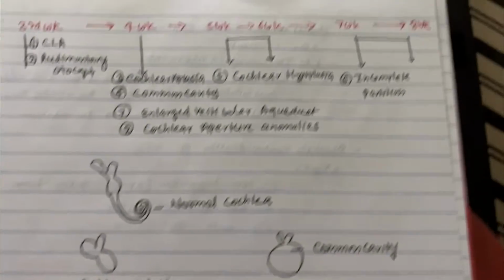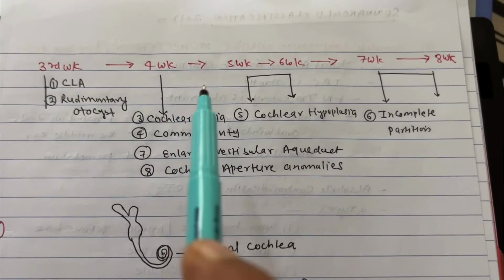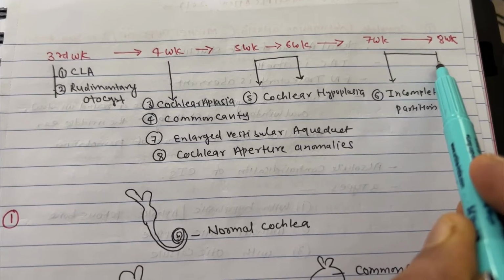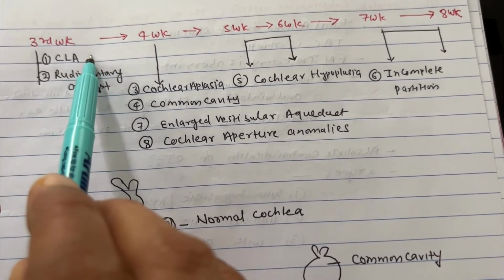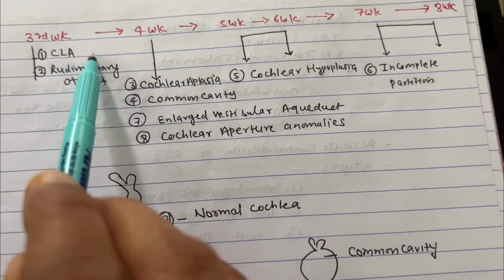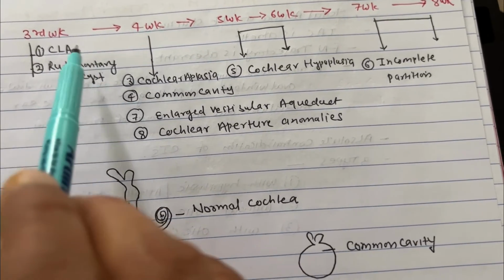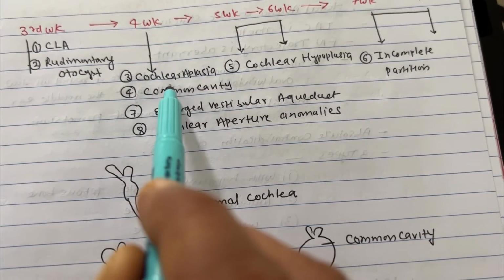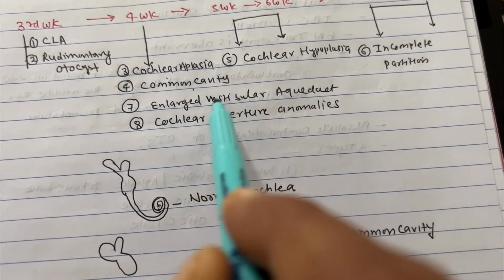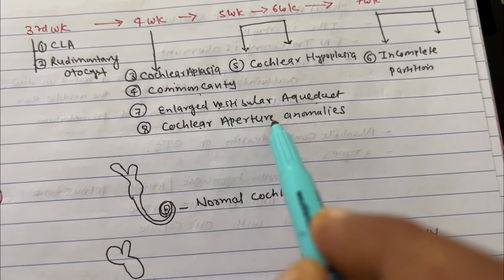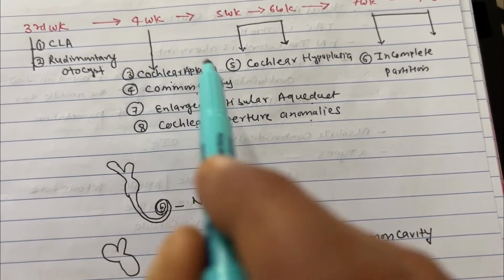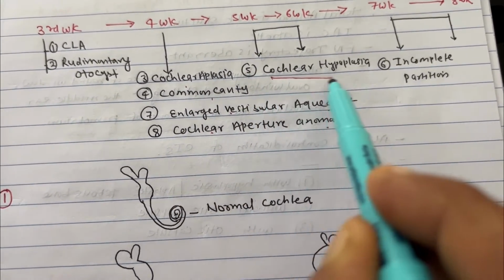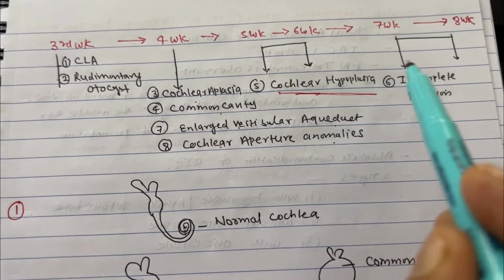Now, how does the cochlea develop, and which defect occurs at which week? The cochlea develops from the 3rd to 8th week. At the 3rd week, arrest leads to complete labyrinthine aplasia or rudimentary otocyst. At the 4th week, arrest leads to cochlear aplasia, common cavity, enlarged vestibular aqueduct or cochlear aperture anomaly. The 5th or 6th week leads to cochlear hypoplasia of different types, and the 7th or 8th week leads to incomplete partition.